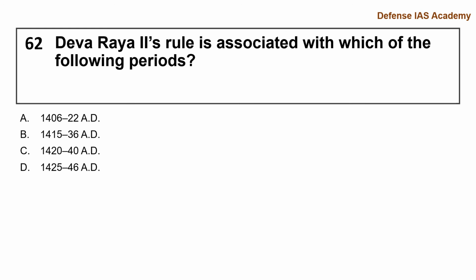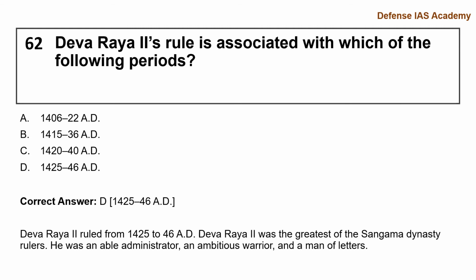Question 62. Devaraya II's rule is associated with which of the following periods? Correct answer is option D, 1425 to 46 AD. Devaraya II ruled from 1425 to 46 AD. Devaraya II was the greatest of the Sangama dynasty rulers. He was an able administrator, an ambitious warrior, and a man of letters.